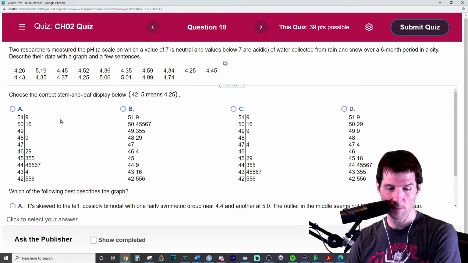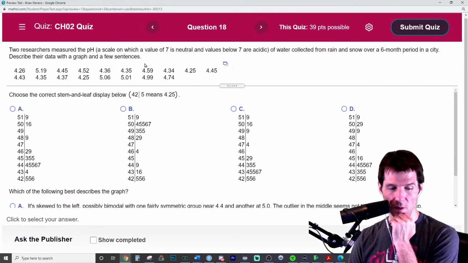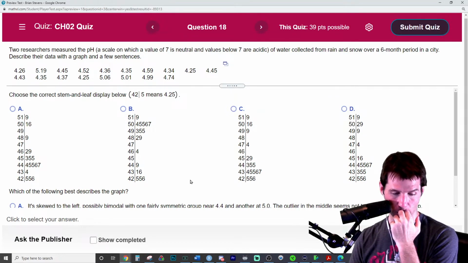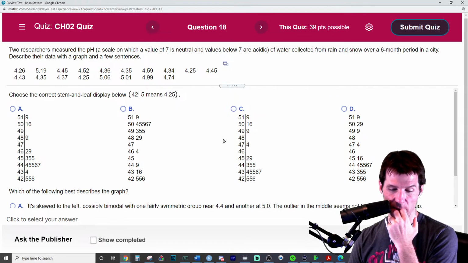So the highest number in this data set looks to be 5.19. Oh, well, dang, it's there in all of them. We see differences right here on the 49. So 4.9. I see 4.99. Oh, look. Okay. So 4.99 exists.